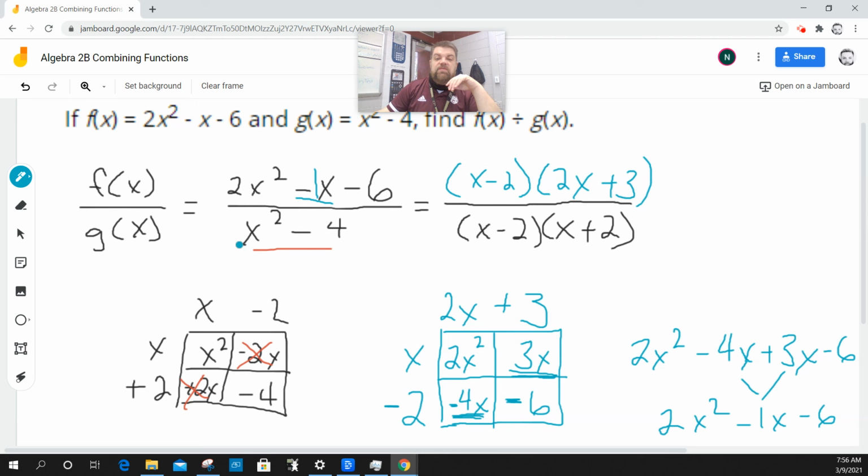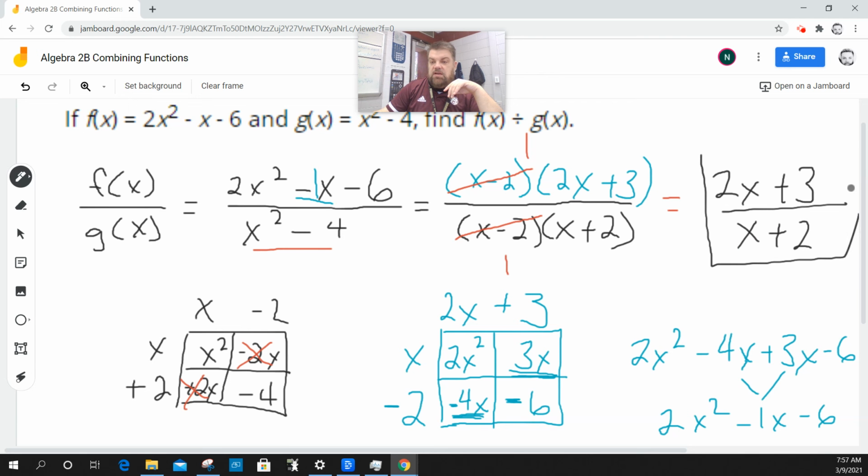Now, the reason I had to factor those is because what's x minus 2 divided by x minus 2? Just 1. What's 1 times this stuff? Just this stuff. So this ends up becoming 2x plus 3 all over x plus 2. And that, my friends, is the final answer.